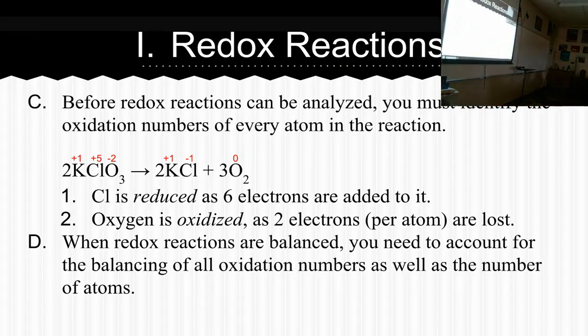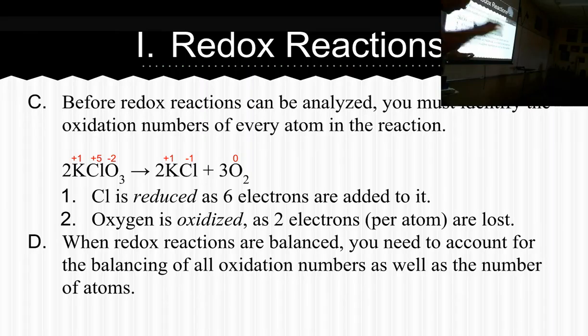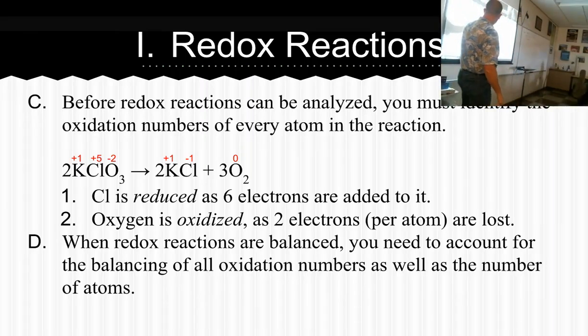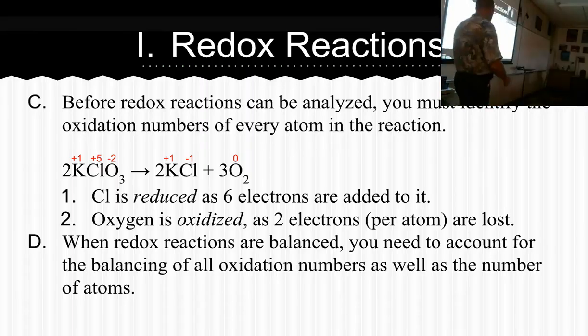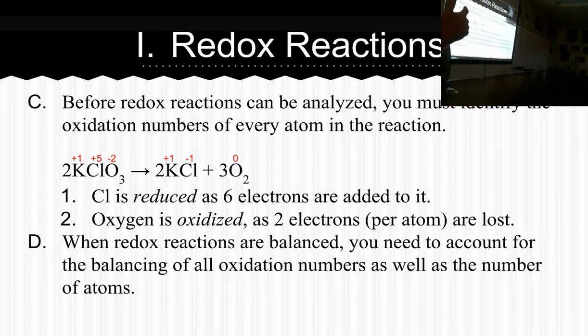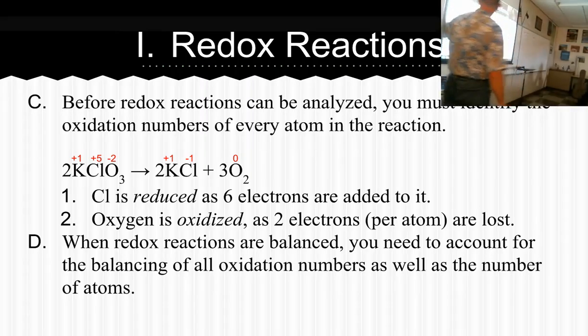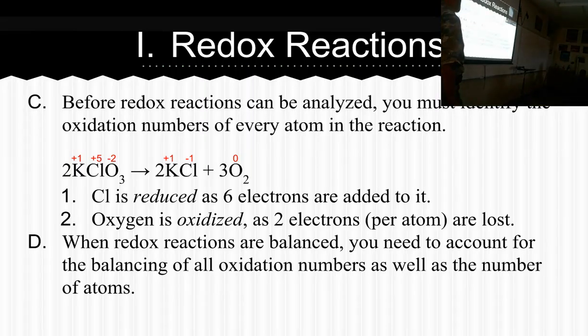So we would say that chlorine is reduced. Its oxidation number went down. Its oxidation number got smaller. So chlorine was reduced, and oxygen is oxidized, as it went from -2 to 0. Its oxidation number went up. Anytime oxidation numbers go up, it's been oxidized. Anytime oxidation number goes down, it's been reduced. So this is a redox reaction, okay?